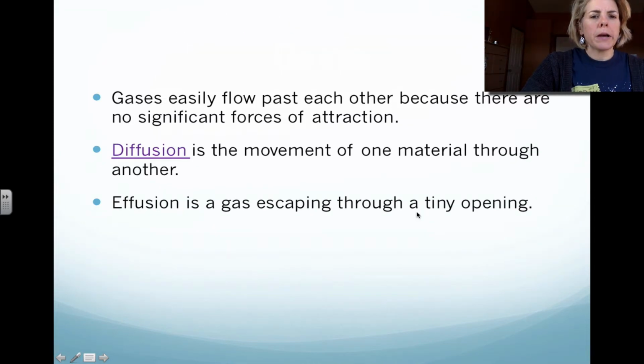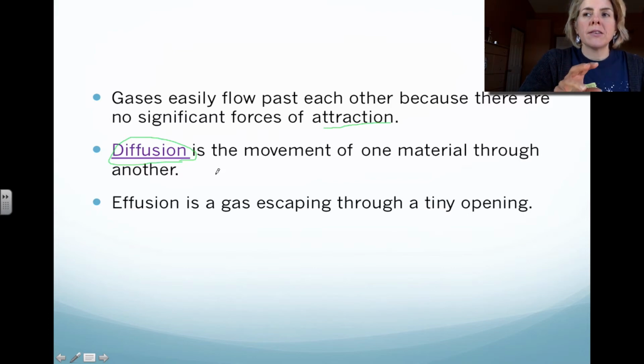Now, you might think about it this way. The reason gases are able to do what they do is because there's not a whole lot causing them to stay together. So the attraction is low. Because the attraction is low, they have what we call diffusion. Diffusion is essentially one set of material that moves past another. It could be a mixing of two different gases, maybe oxygen and hydrogen.